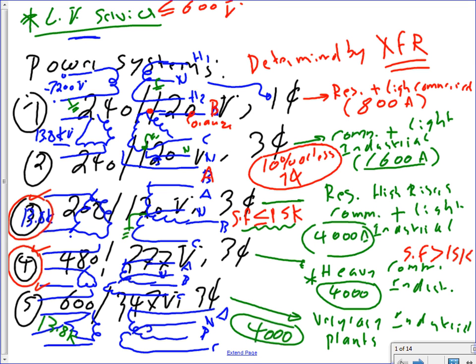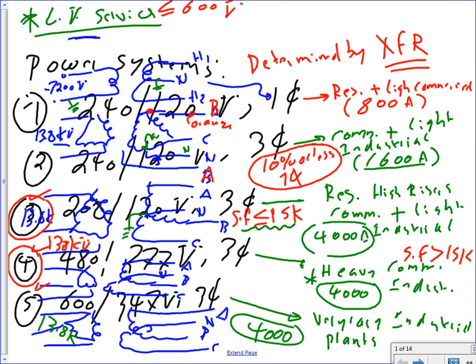Then we move to the second most common system, system number 4. The voltage on the primary is the same, 13.8 kV. On the secondary, it's 480/277, 3-phase. Where would you use this? If the square footage of the building is more than 15,000, that's a typical application for 480/277.